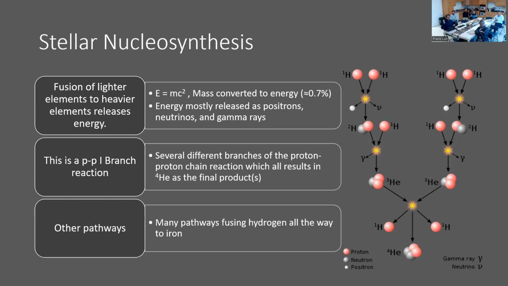So this is the main branch. This is how most stars generally will undergo fusion. It's called the proton-proton one branch reaction, or chain reaction. Basically, you take your 4 protons and you combine them to form helium as the output. There are other pathways, both in the proton-proton branch as well as for heavier elements, all the way up to iron.